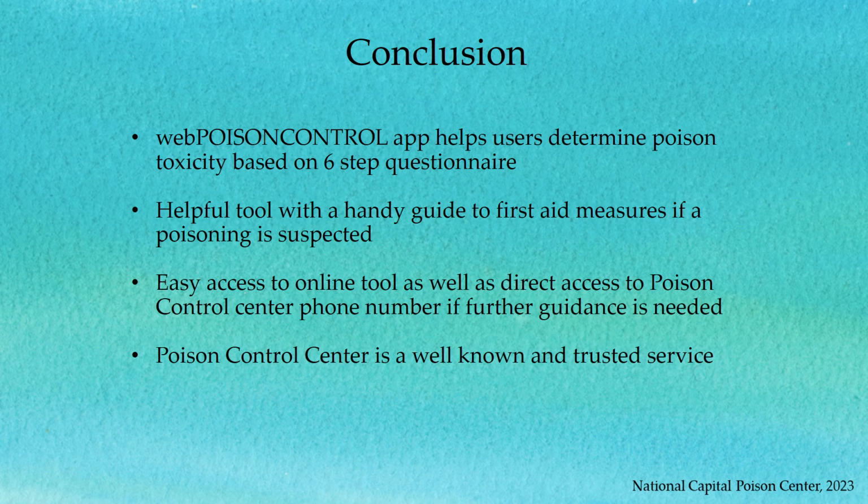In conclusion, Web Poison Control application allows users to take a quick and easy 6-step questionnaire to determine poison toxicity in less than 3 minutes. If poisoning is suspected, the application has a first aid chart detailing quick measures to take that can make a difference in outcomes. The application is extremely user-friendly, but does provide the users the option to call Poison Control directly if further assistance is needed 24/7.